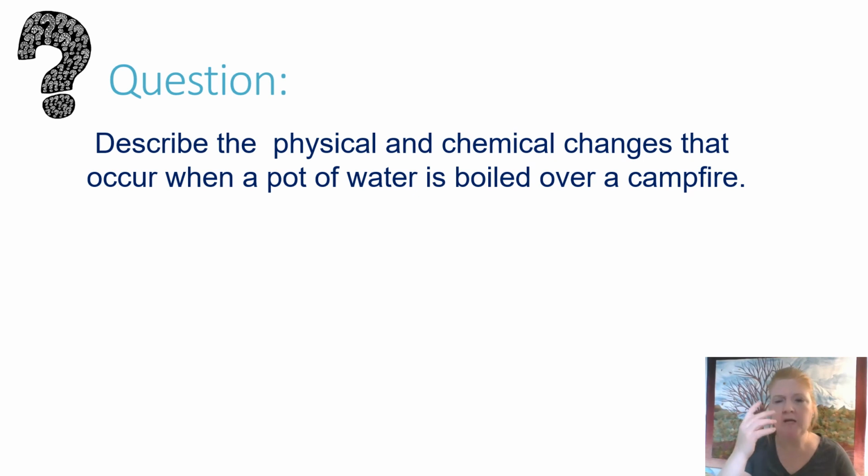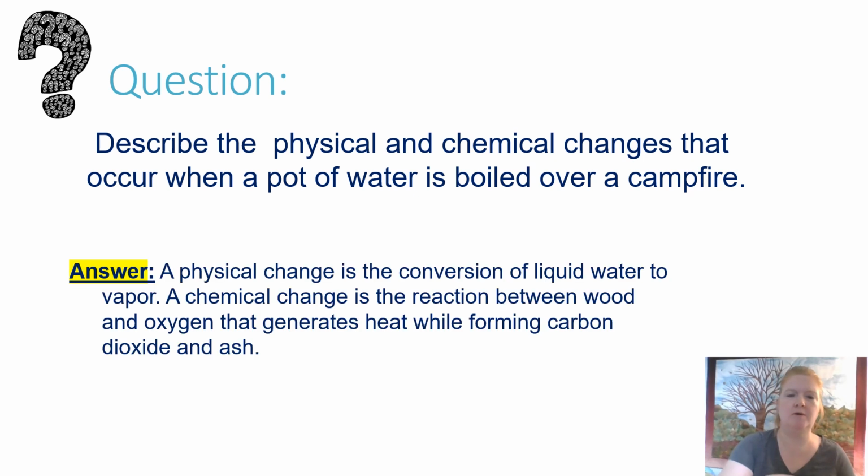Okay, so think. Describe the physical and chemical changes that occur when a pot of water is boiled over a campfire. So think about it. The water's heating up. It's going to be changing from a liquid to a gas, right? But then you also have the wood burning. Okay, so a physical change would be converting the liquid water to a vapor called evaporation or vaporization. But then a chemical change is the reaction between the wood and the oxygen that generates heat, and it forms carbon dioxide and ash in the process. So chemical because new substances are formed, physical because it's still H2O even though it's a gas.